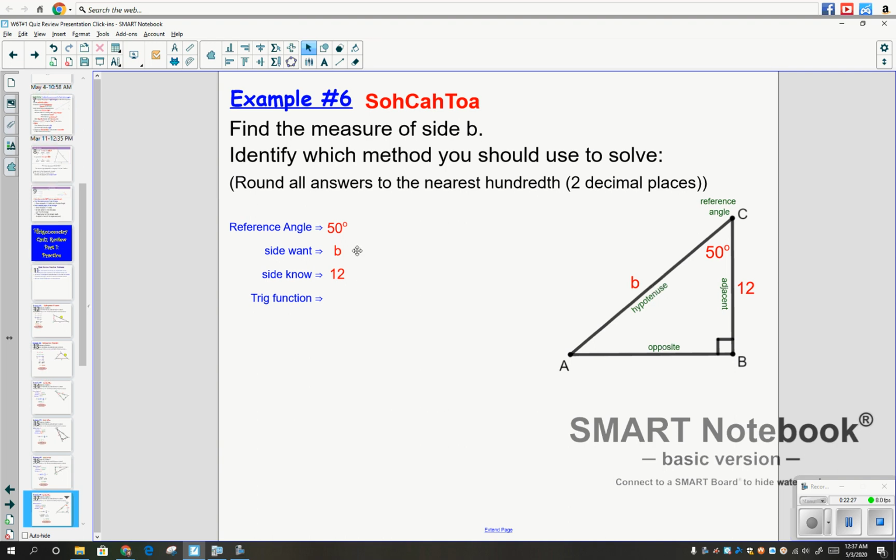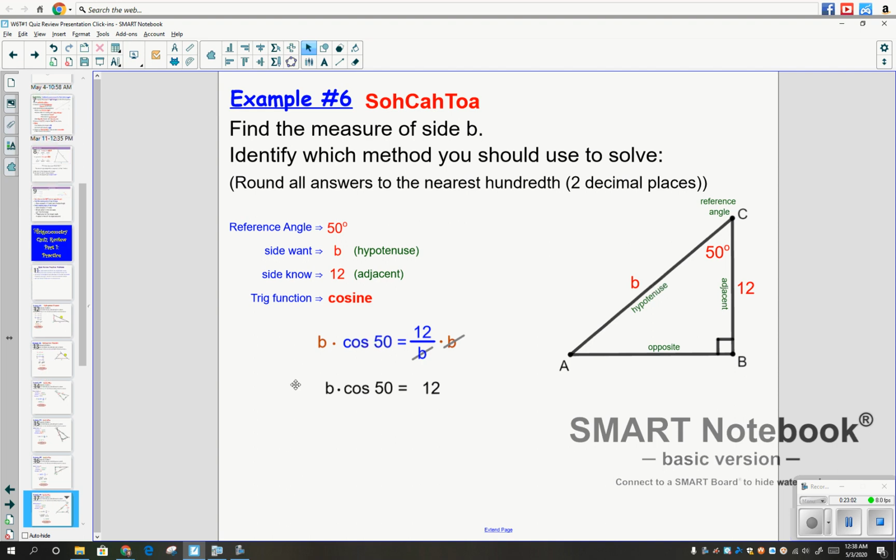So I want to find the measure of the hypotenuse. I know the measure of the adjacent. Which trig function uses adjacent and hypotenuse? Yes, cosine does. The cosine of the angle, cosine of 50, equals the ratio of adjacent over hypotenuse, which is 12 over b. Solving, I need to clear fractions. Multiply both sides by b. The b's will cancel on the right.